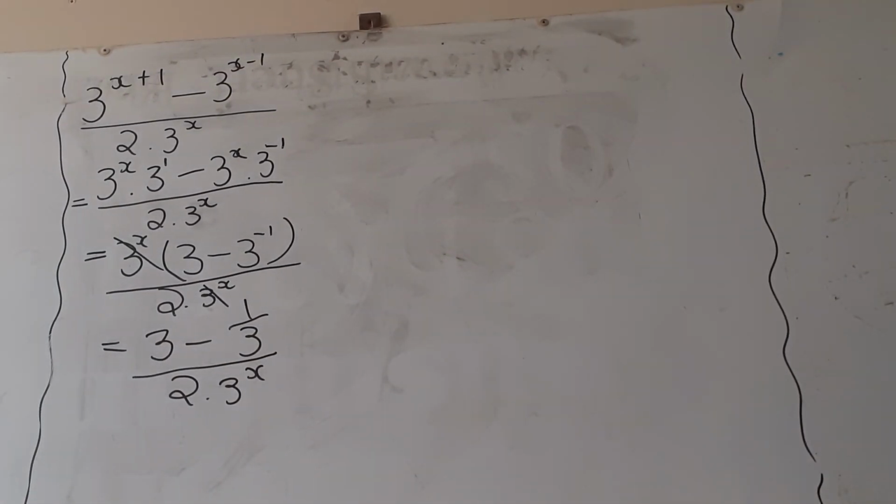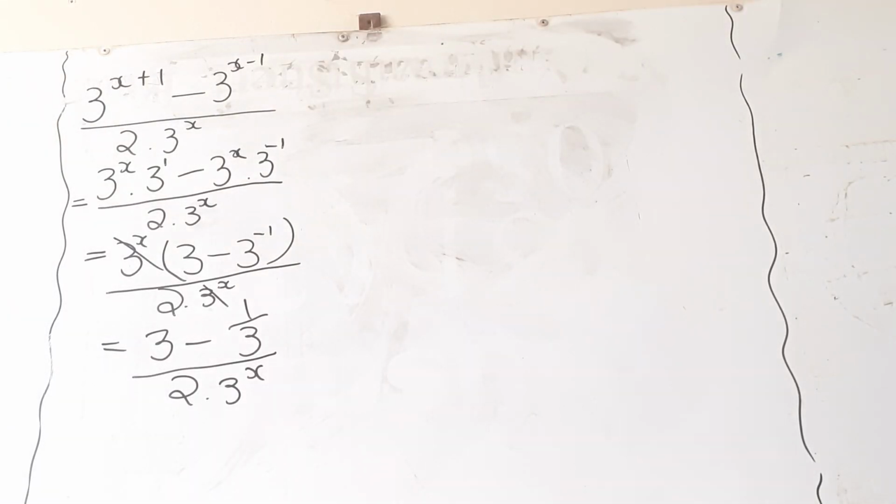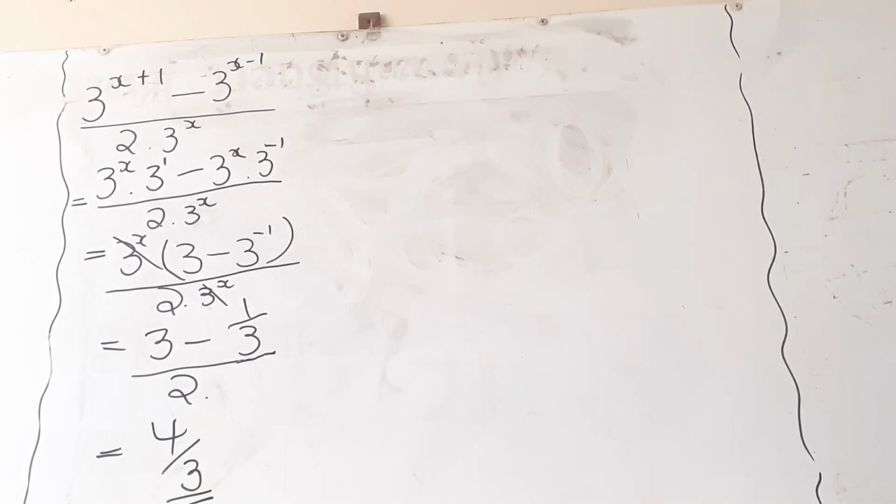So when you have a negative exponent, that's how you write it: you take the whole thing at the bottom over 1. That is how you correct a negative exponent. We don't want to see a negative exponent. Sorry, let me remove the 3 to the power of x. It has been cancelled. There you have the final answer is 4 over 3.